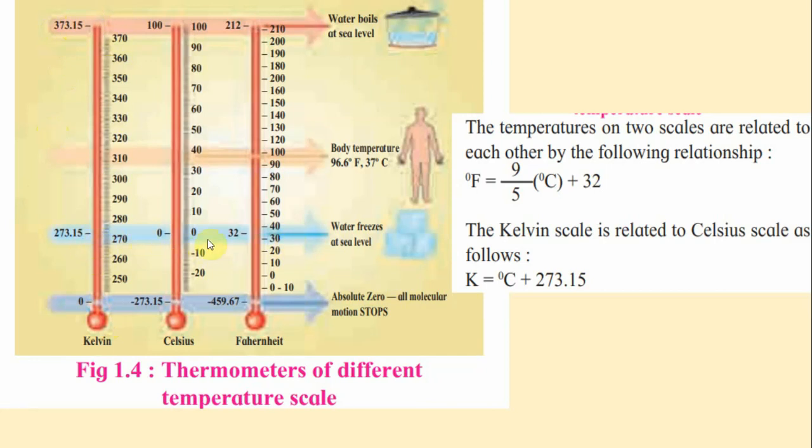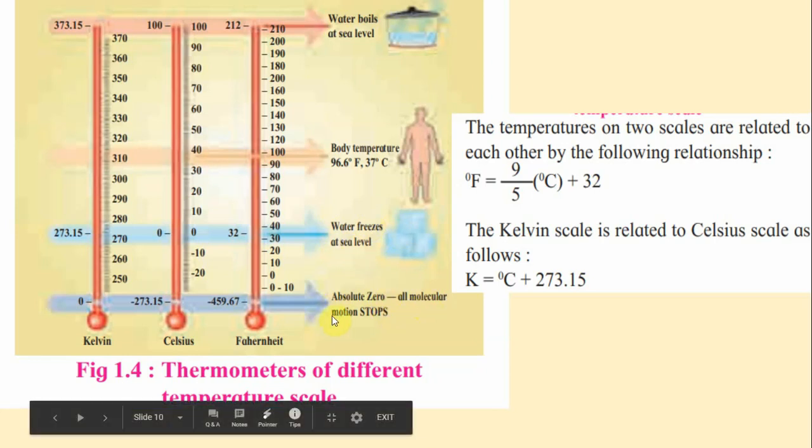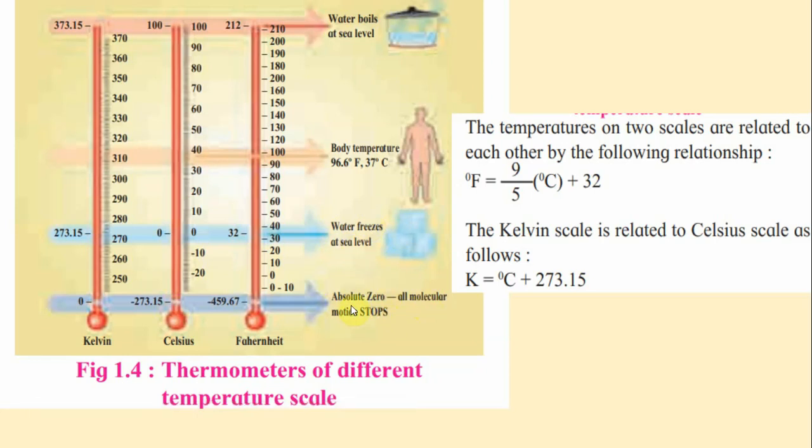In this, water freezes at sea level at 273.15 Kelvin, 0 degrees Celsius, 32 degrees Fahrenheit. This is absolute zero, where all molecular motion stops. Here there is no motion of molecules. Body temperature is 37 degrees Celsius, 98.6 degrees Fahrenheit, 310 Kelvin. Water boils at sea level at 212 degrees Fahrenheit, 100 degrees Celsius, 373.15 Kelvin.